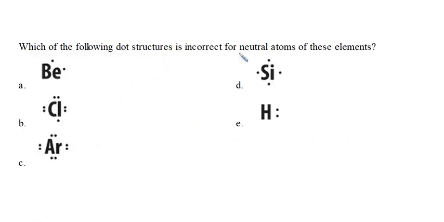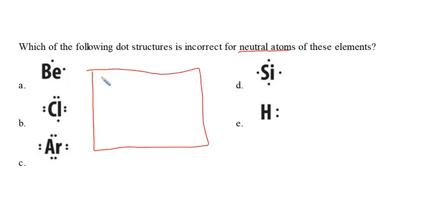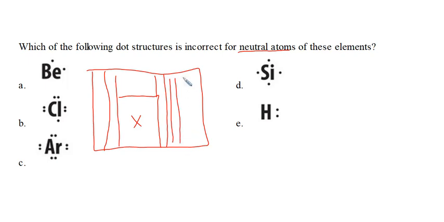Which of these dot structures is incorrect for neutral atoms? If you look on the periodic table, it tells you how many valence electrons the neutral atoms have. Group 1, group 2, then we have the transition metals, so don't worry about them. And then, of course, we have these other groups, 3, 4, 5, 6, 7, and 8, the noble gases here. So beryllium is right here, and that's group 2, so it's good with 2. Chlorine is right about here in group 7, so it's showing 2, 4, 6, 7.